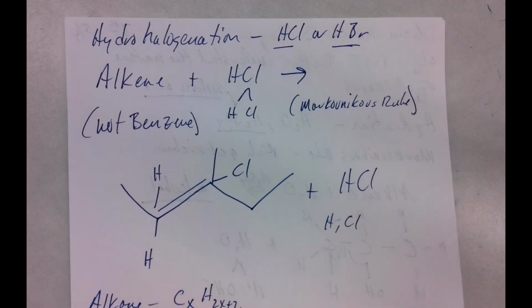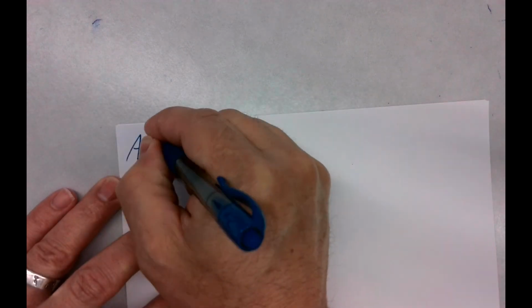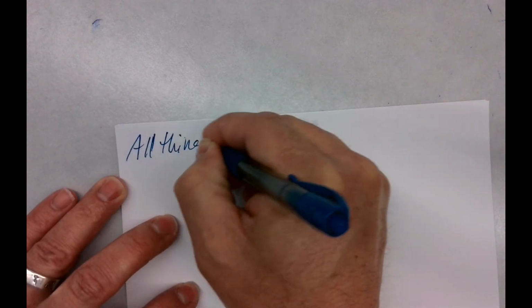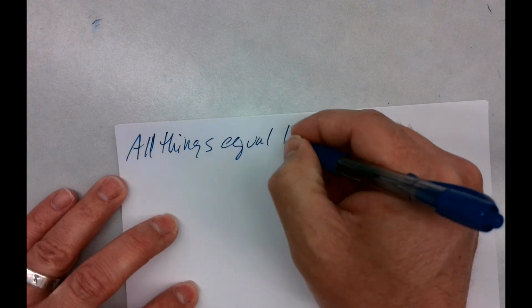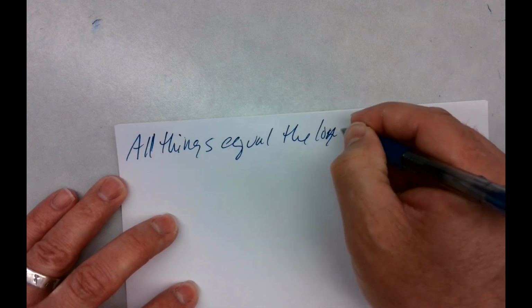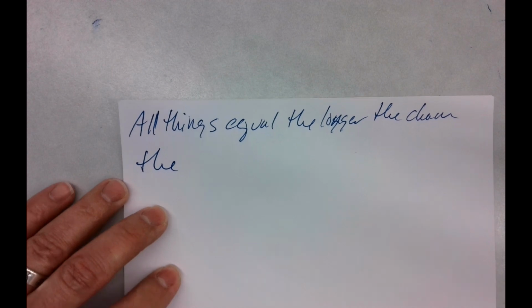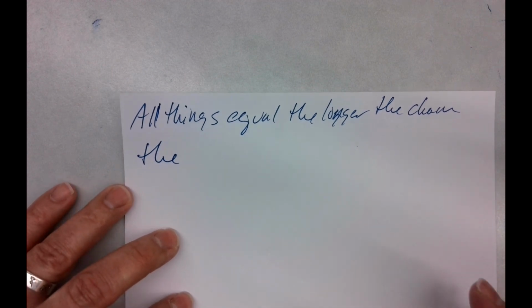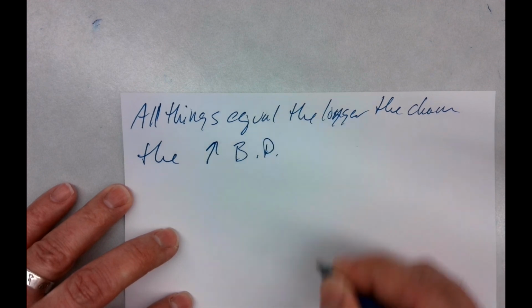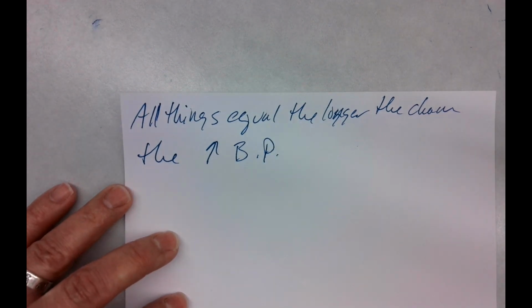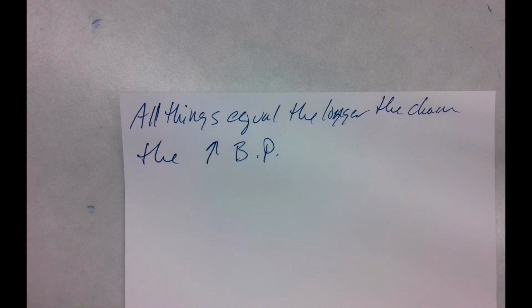Alrighty, now, a couple of other things we need to talk about that actually kind of correlate to last time as well. All things equal, the longer the chain, the what? Anybody know how to finish that? The higher the boiling point, right? Now, that doesn't apply if I'm going to look at how many branches it has. Okay, but everything else is the same. Let's say they're all just linear. They're all just regular backbone molecules, right?